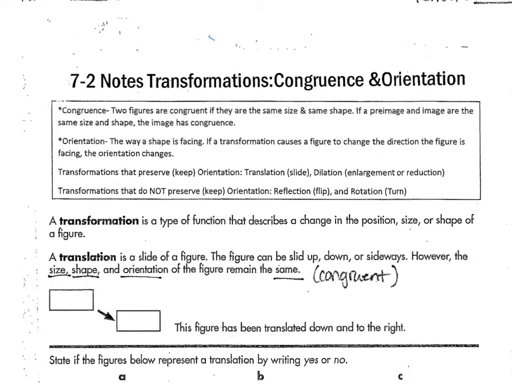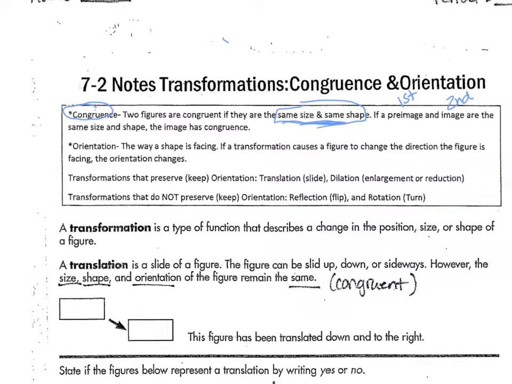So congruence means 2 figures are congruent if they're the same size and same shape. So that's the main thing you need to remember. Same size, same shape. If a pre-image, so that's the first image before its transformation, and an image, so that's the second, are the same size and same shape, the image has congruence. You would say it has congruence.